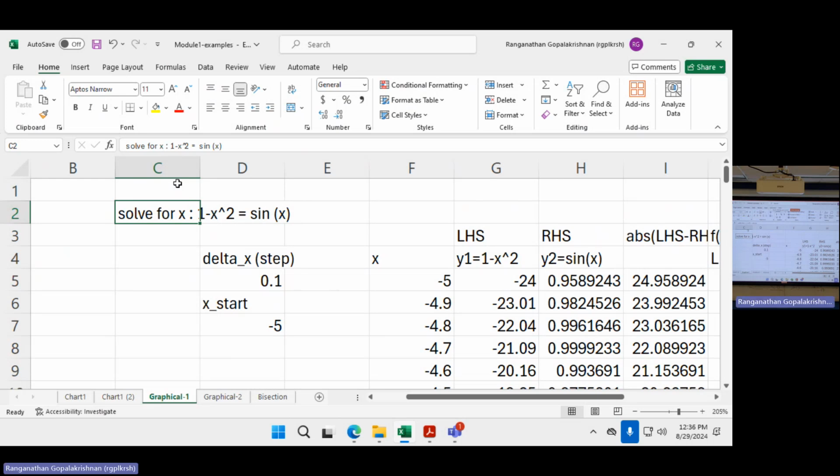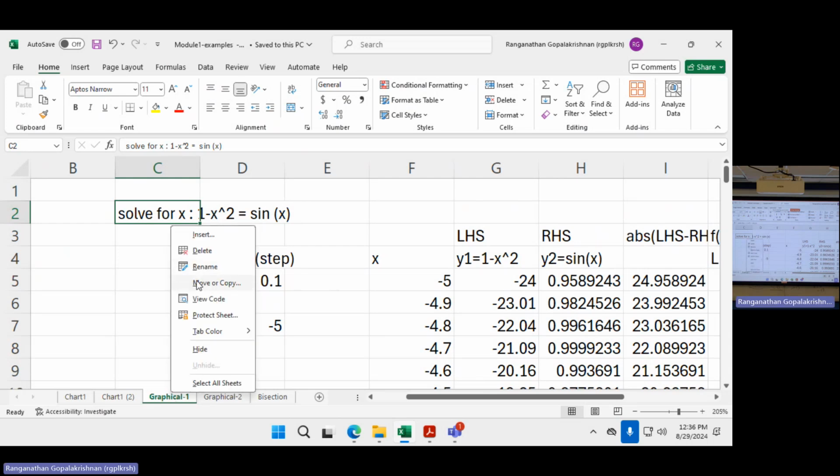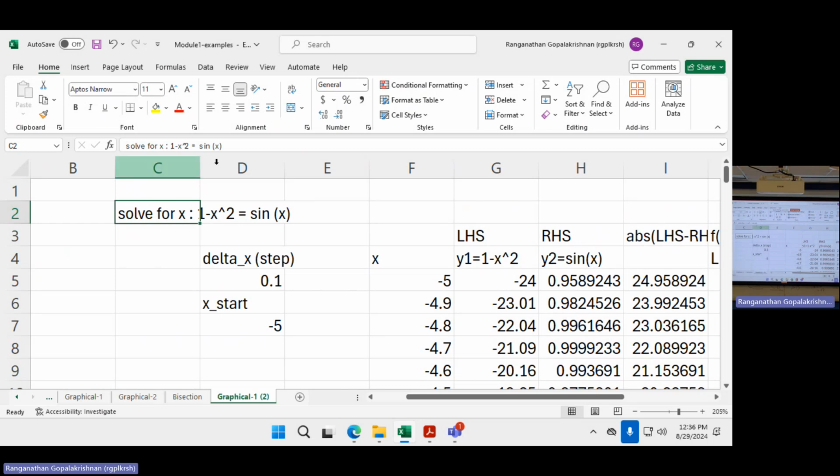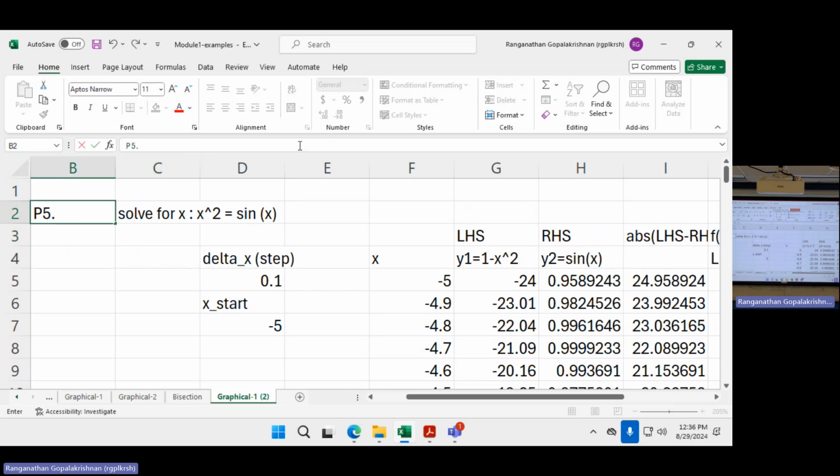People are doing different things, so I'm not sure. Should I do this by myself, or should I do this in front of you, or you got this? What's the feel in the room? Shall I try? Okay. All right. So I'm going to make a copy of this, move it to the end. All right. So my equation is x squared equal to sin x. This is problem 5.5.